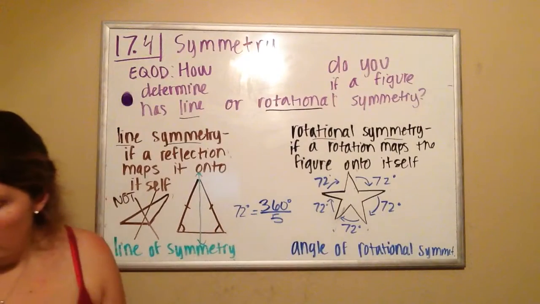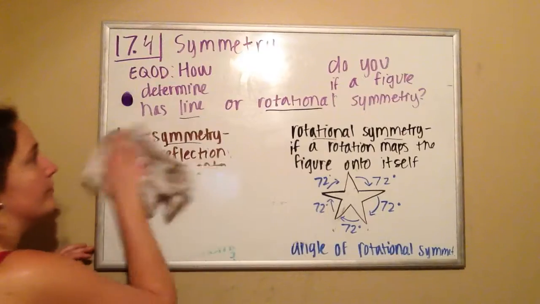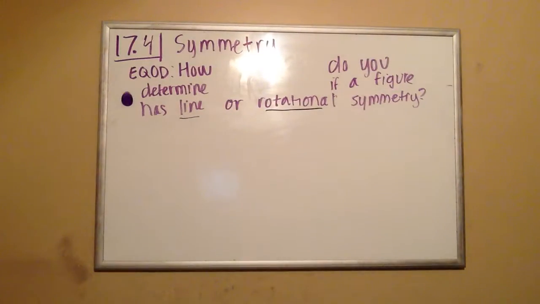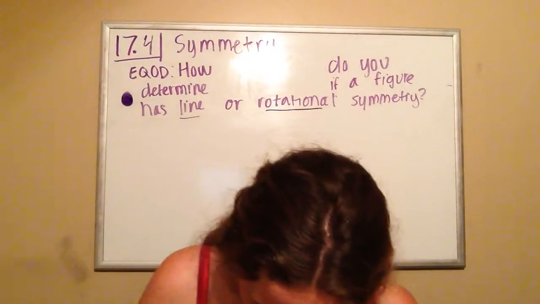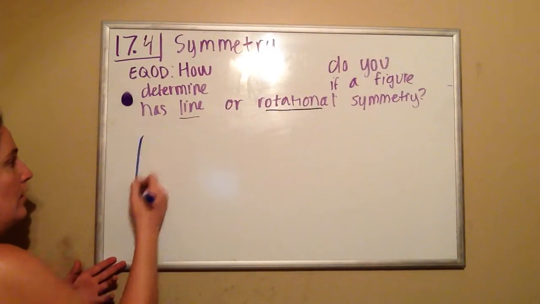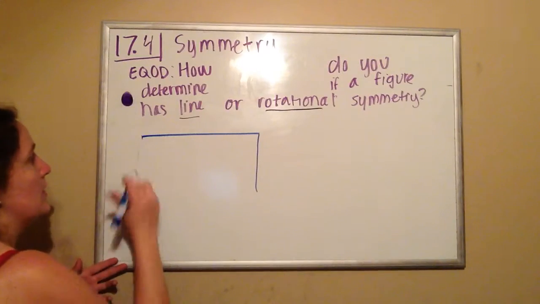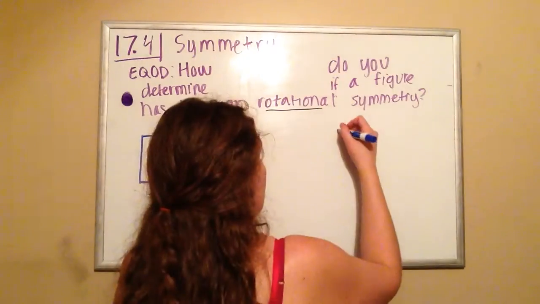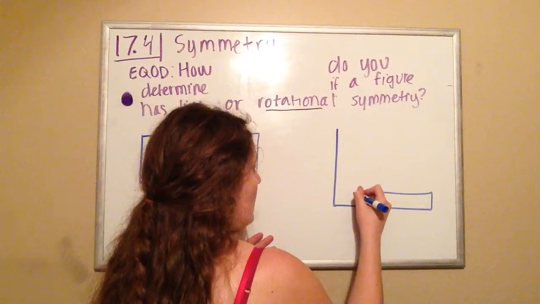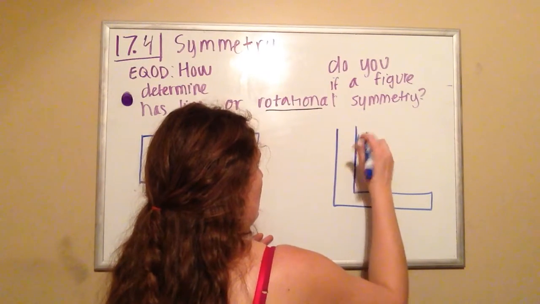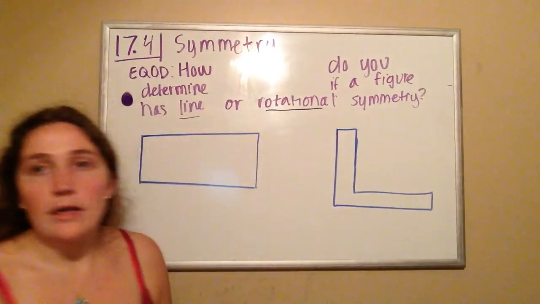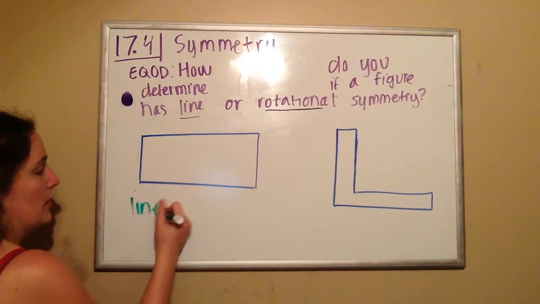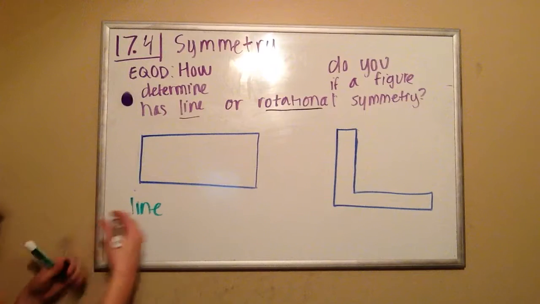Okay, erasing this. Alright, here we go. So, first shape. Assume that this is a perfect rectangle. Alright? And we've got a perfect L. Okay, so we want to identify, do these have line symmetry? Do these have rotational symmetry? Line or rotation?